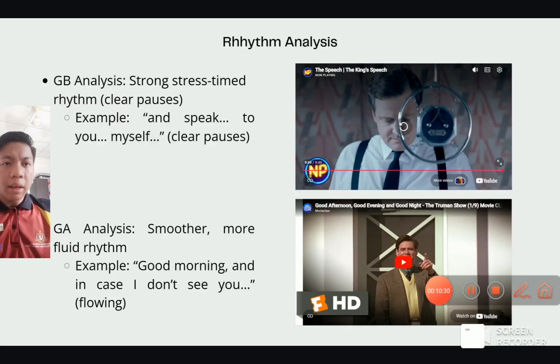As you can see, there are very clear pauses between "and speak," then "to you," and finally "myself." So those are the clear pauses in the rhythm for General British. Now, moving to General American, it is much smoother and more fluid in rhythm.